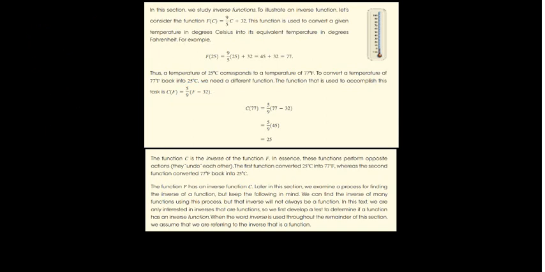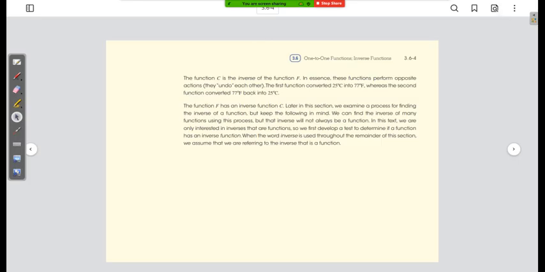Again, I'm not going to read all that. It's a waste of time. You can read it.